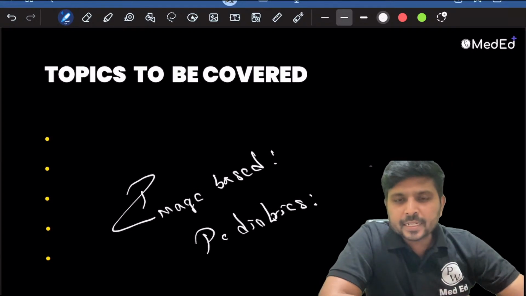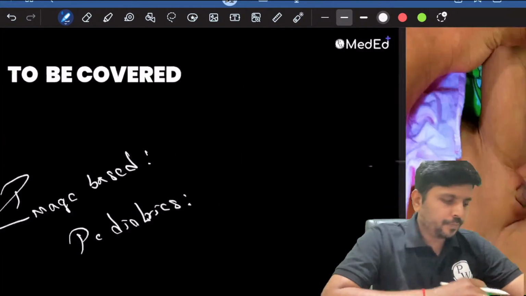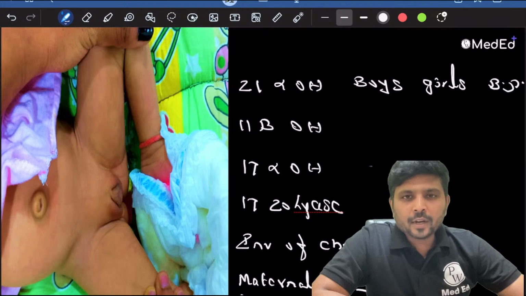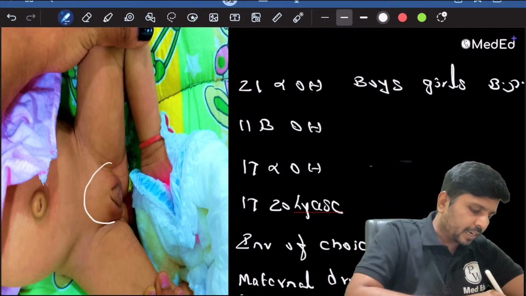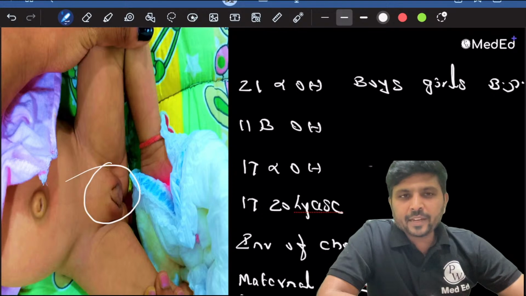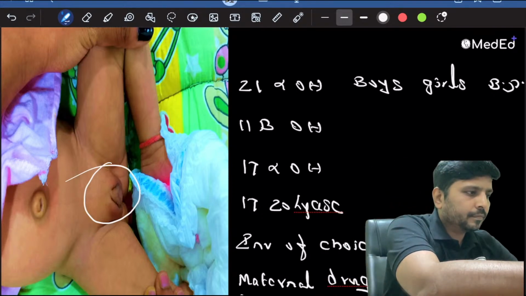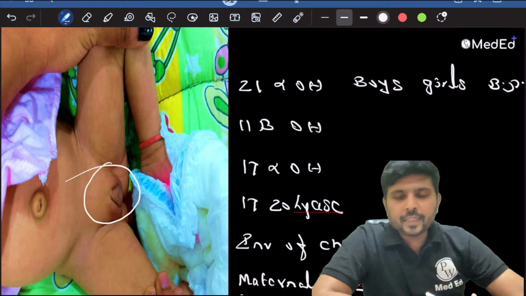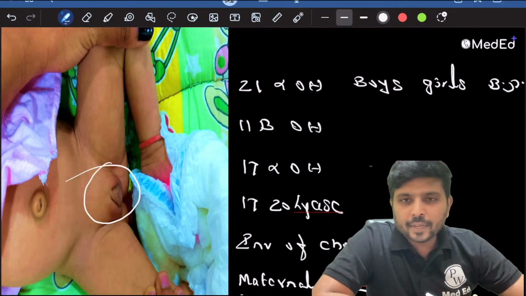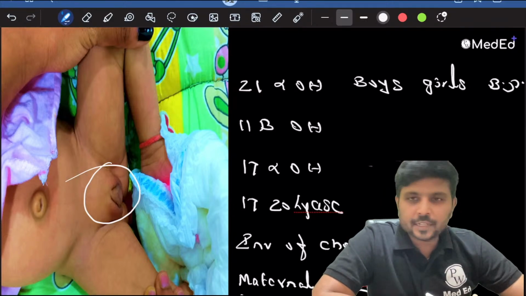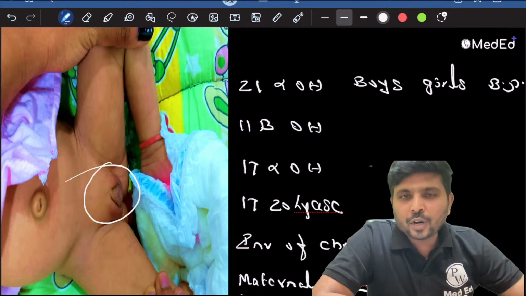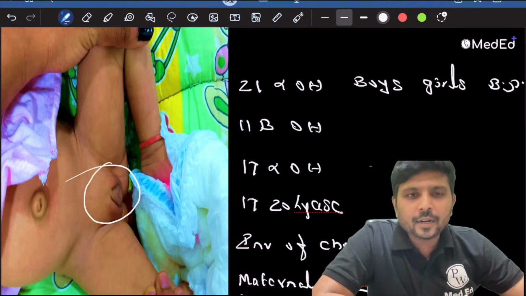Okay. Let me start the first image. Look at this. What is this? Is this clitoris? Look at the genitalia. Tell me whether the child is a boy or girl. What is this called as? This is, you can't say whether it is a boy or girl.